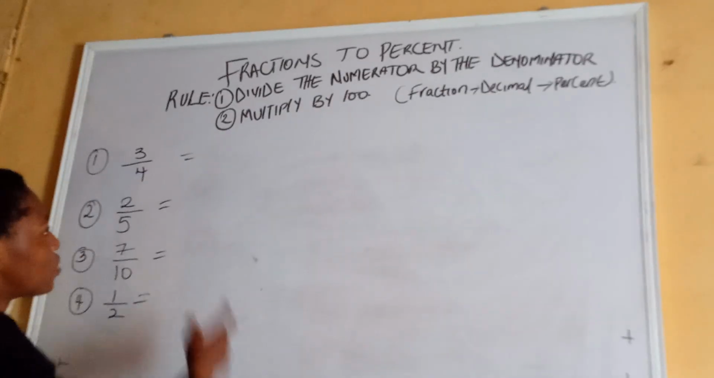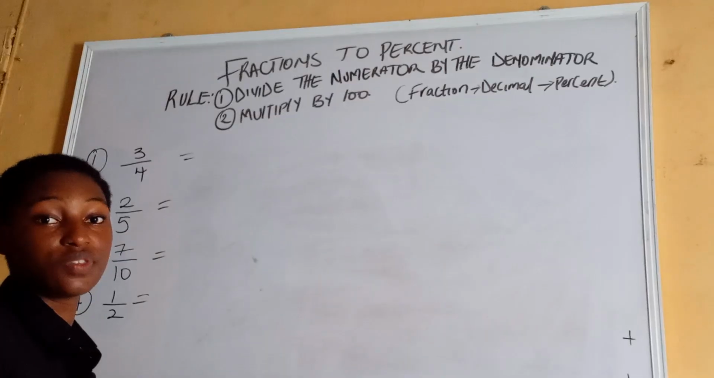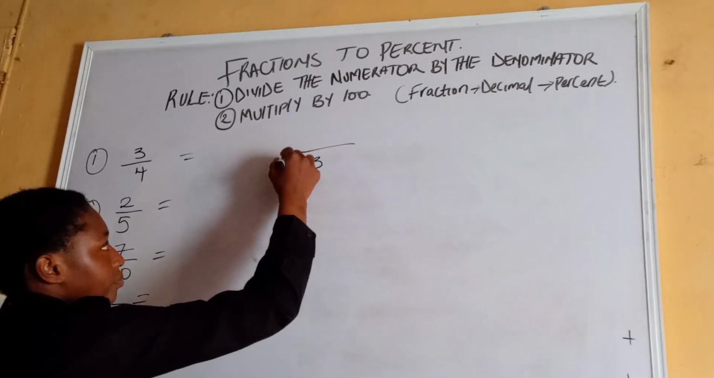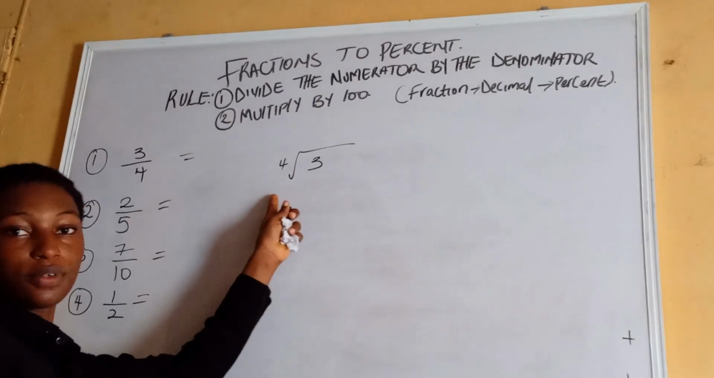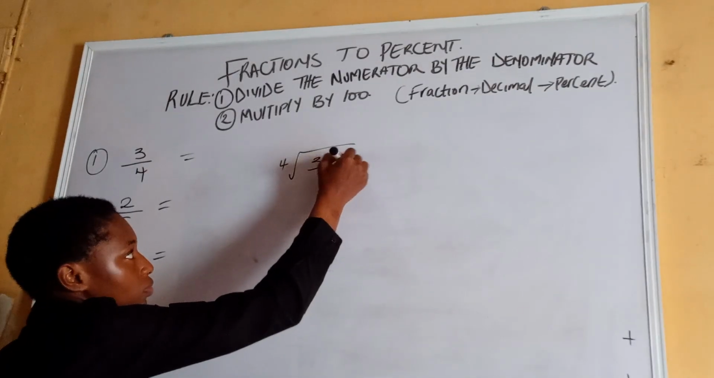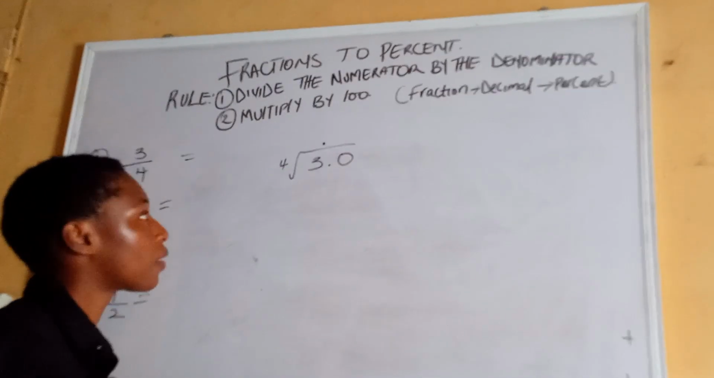So what we want to do here is to divide 3 over 4. And in doing this, you will have to use the long division method. So 3 inside, 4 outside. Now 3 cannot divide 4, it doesn't work. So we have to introduce 0, the decimal. So remember to always remember your decimal point.